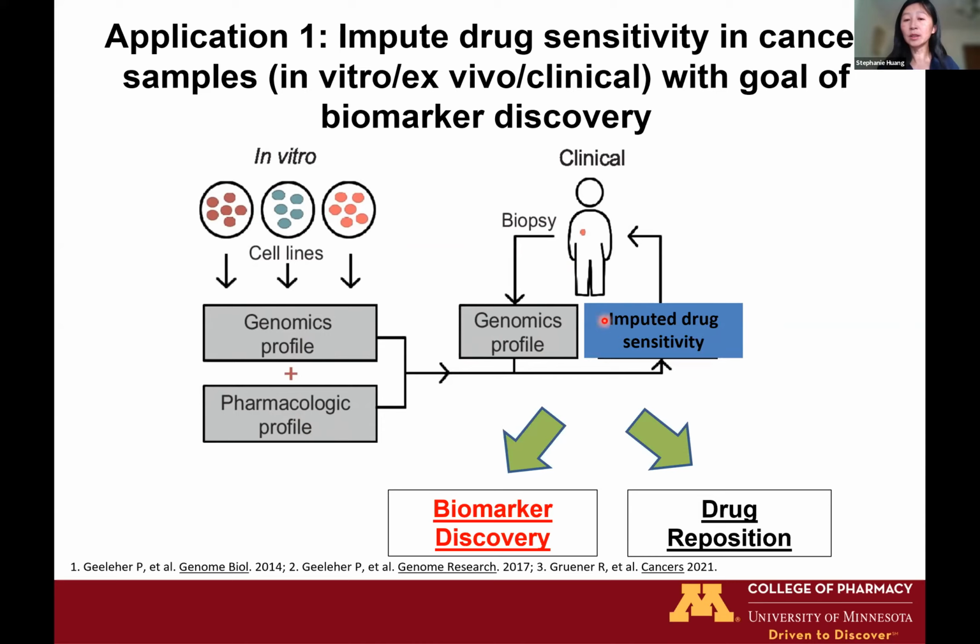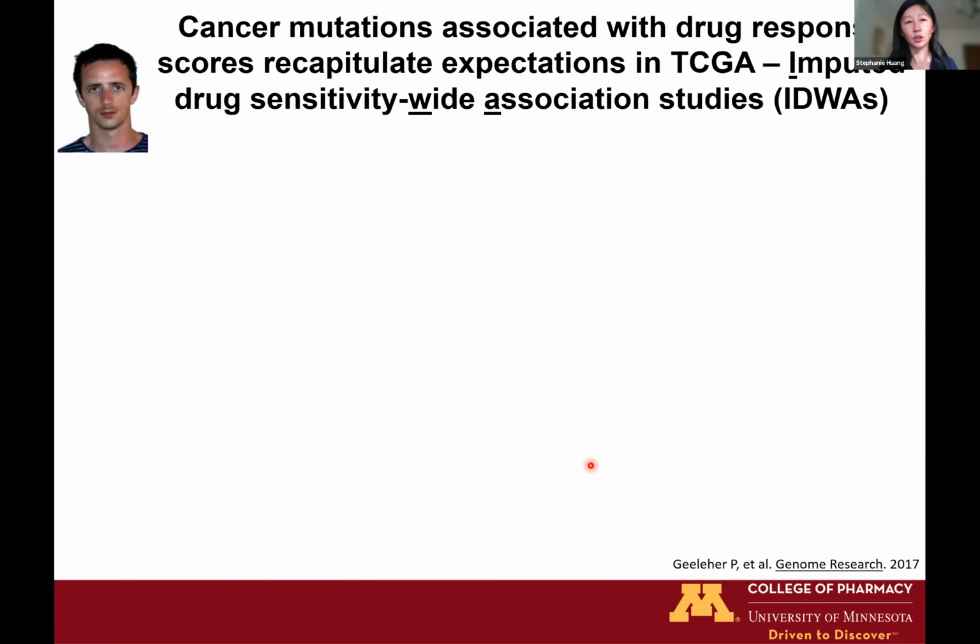Once that's done with the imputed drug sensitivity, in the case of TCGA, for example, we have all the genomic information, for example, copy number variation or mutation. We can then do biomarker discovery. In this case, I'll show you the first application.